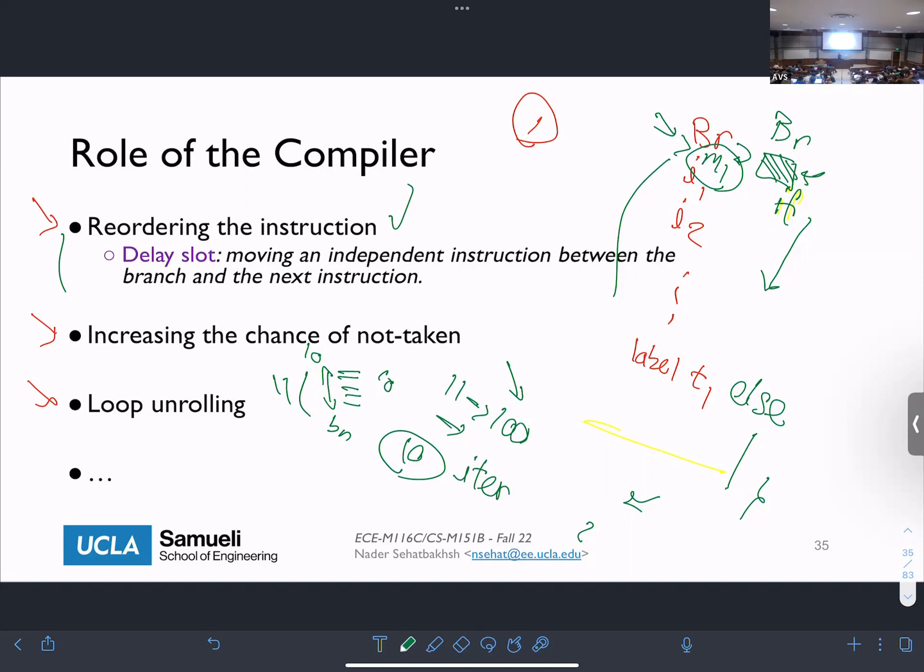So the question is, what if it's a while loop? Not all loops can be unrolled, right? If you know your trip count, and you know this will happen multiple times, then yes. But you cannot eliminate your branches altogether.